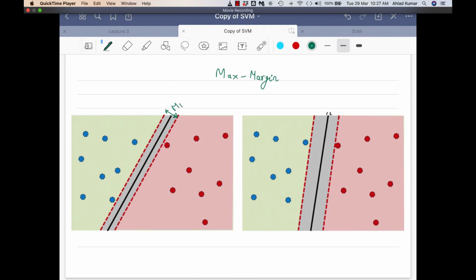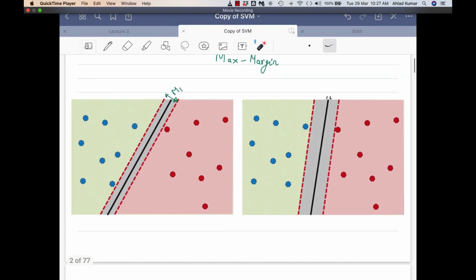Now I take this separating hyperplane and move it a bit towards the left side. The new separating hyperplane becomes like this, and you can see the margin you get here is M2, and clearly this M2 is greater than M1. Somebody might ask why we are moving from here to here. We are moving through the optimization process.